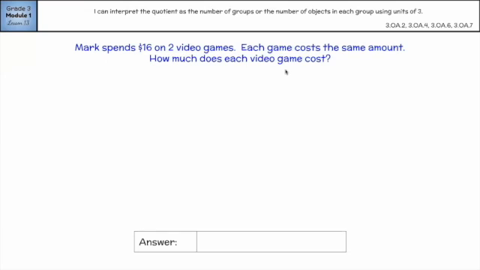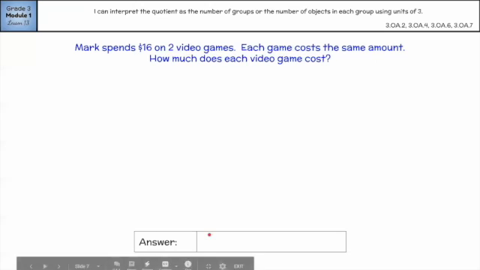Let's take a look at this one. This one is a story problem, and it says Mark spends $16 on 2 video games. Each game costs the same amount. How much does each video game cost? So what we know here is the total amount he spent, which is $16, and how many video games he bought, so 2. So we basically know the total amount and one of the factors. When you're talking about multiplication, you could say, well, 2 times what number equals 16, or skip count until you get to 16.